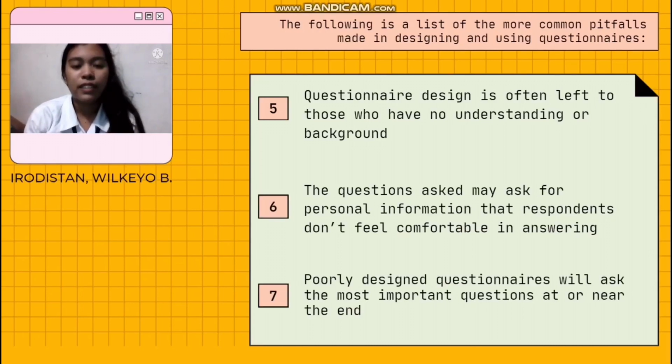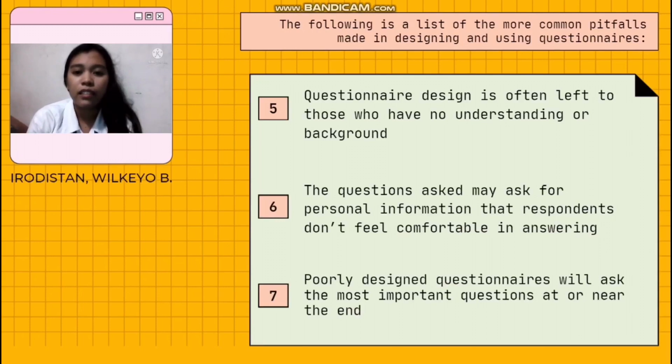7. Poorly designed questionnaire will ask the most important questions near the end. If the questionnaire is poorly designed, it makes the respondent feel that they cannot respond honestly, but must respond in a way that is socially acceptable. The questionnaire should obtain the most complete and accurate information possible, to encourage respondents to provide accurate and complete information.